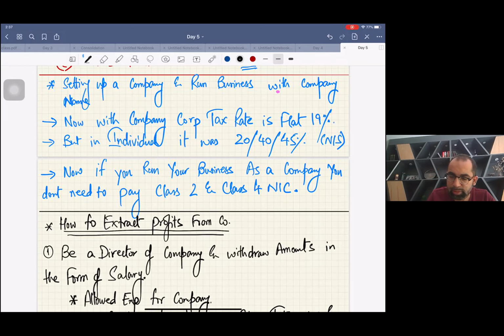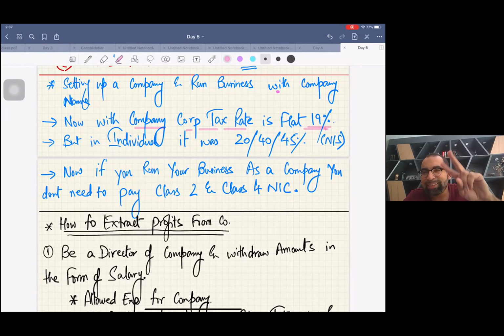Now what will happen? If you are running your business as a company, you need to pay corporation tax, and the flat corporation tax rate is 19%. We all know the flat tax rate for corporation is 19%.